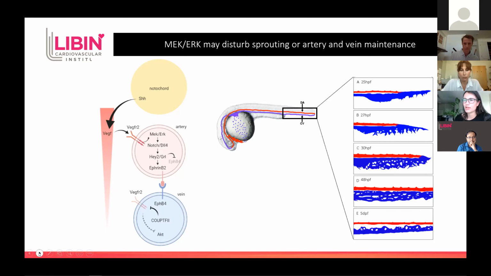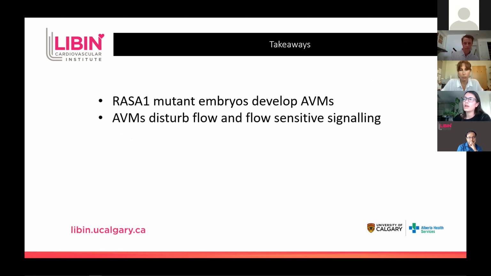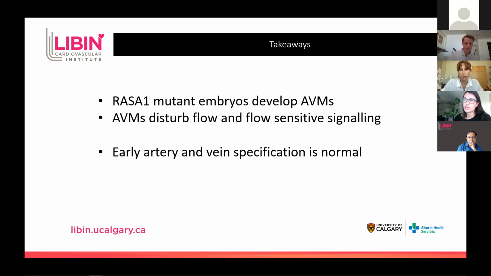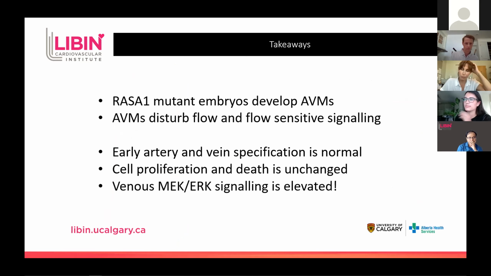So to summarize what I've been able to find so far in my PhD work, we know that RASA1 mutant zebrafish embryos develop AVMs, that the AVMs disrupt blood flow and flow-sensitive signaling, as we saw with the KLF2A staining, that early artery and vein specification is normal and there's no change in cell death or cell proliferation, but rather the development of the malformation is driven by venous upregulation of MEK-ERK signaling.